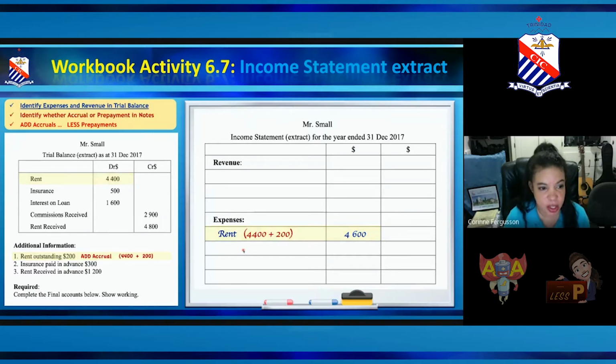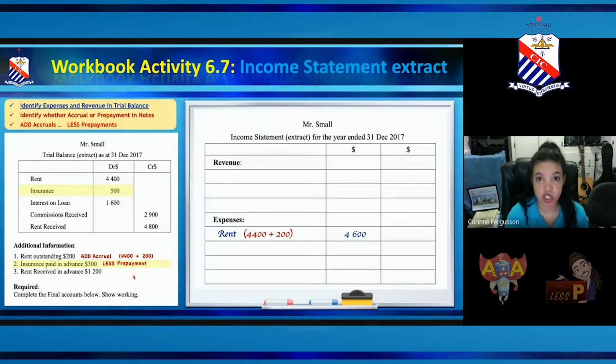So after you have done that, you can always check it out. But I go back to my trial balance and I find the next one. It's insurance. Insurance is an expense. Once again, I go to my notes. I look down in my notes and I check to see if there are any notes that pertain or relate to insurance. And we see that yes, there is insurance paid in advance, 300. Paid in advance means it's a prepayment. See how easy? And what do you do with prepayments? Do you add prepayments? No. You less the prepayments.